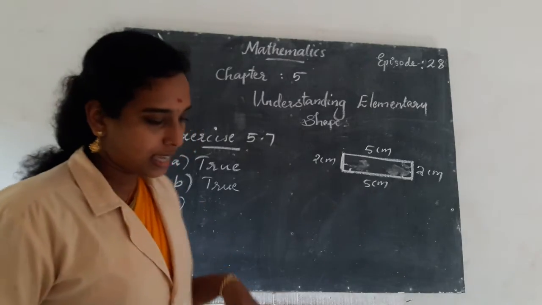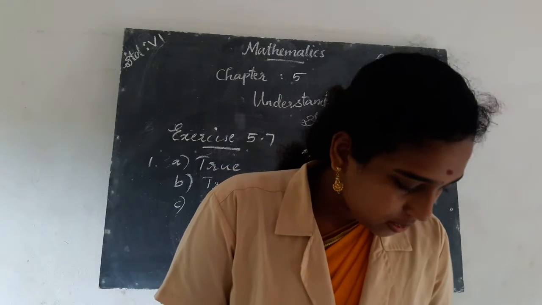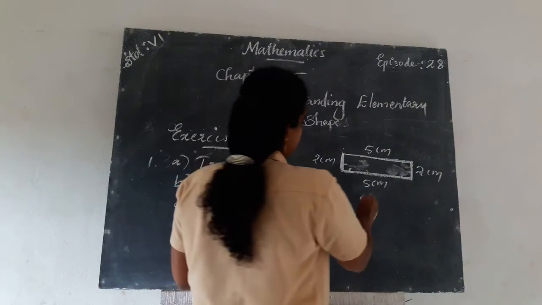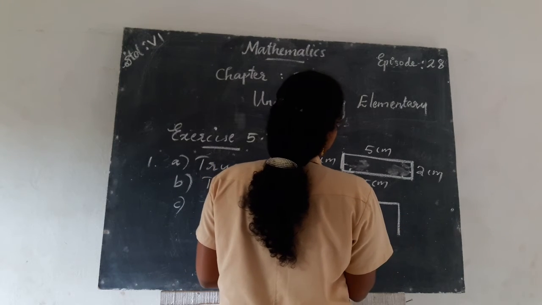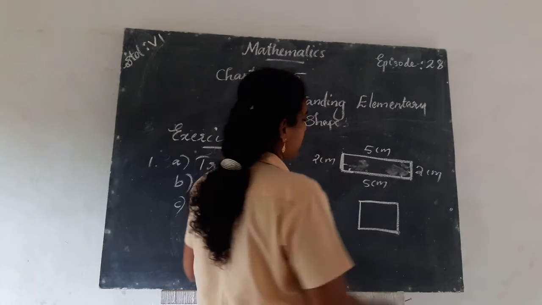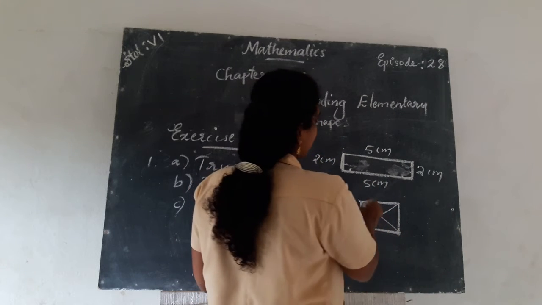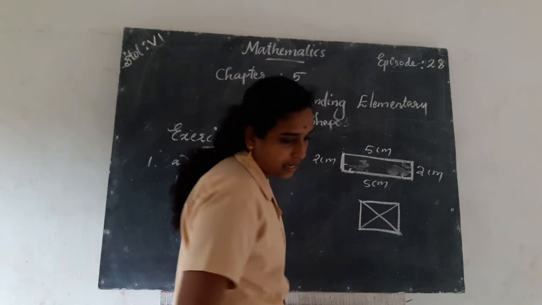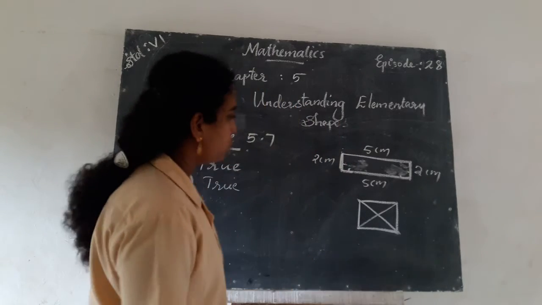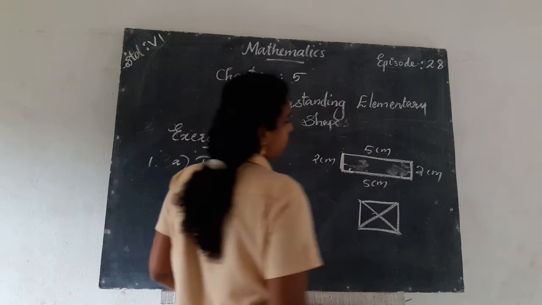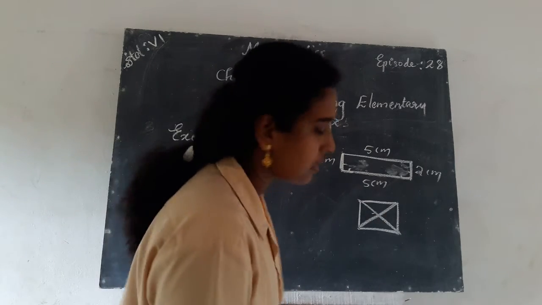The next question, C. The diagonals of a square are perpendicular to one another. If we draw a square, the 4 sides are of equal length. Then we draw its diagonals. Then the diagonals are perpendicular. The diagonals are perpendicular to one another. If we see that the diagonals are perpendicular to one another, so the statement is true.